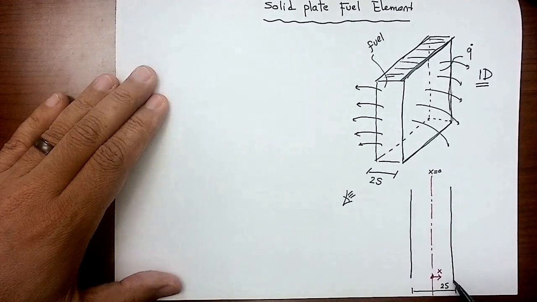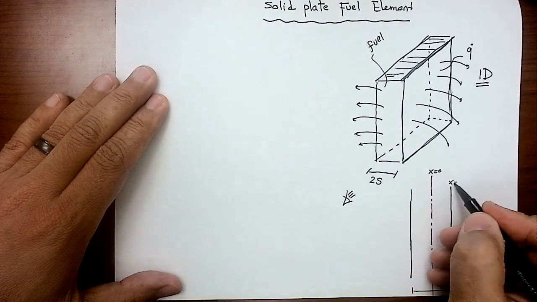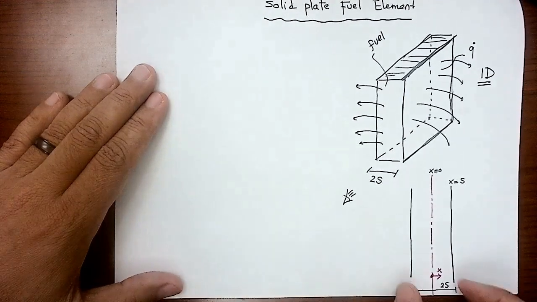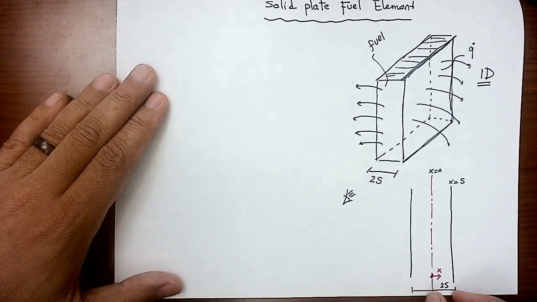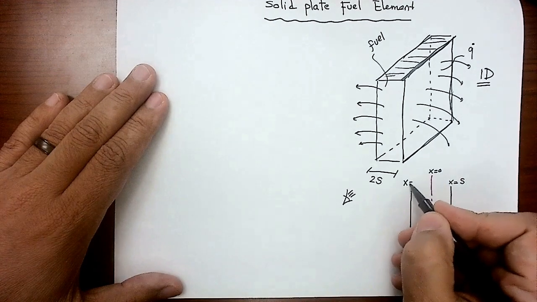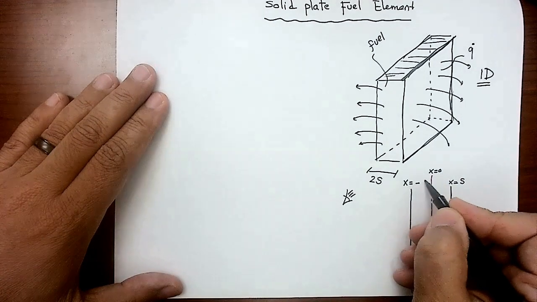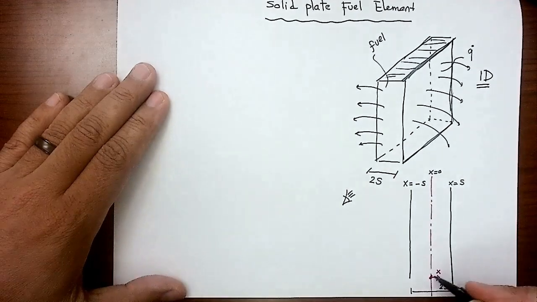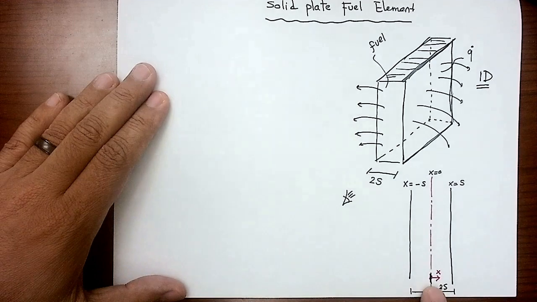For that front face here, the coordinate x is equal to s, right? Because the total thickness is 2s. Now this is half of the thickness. What about the other face? It's x equal to minus s. Remember, this is a coordinate system. There is positive and negative, and the 0 starts from here. So anything measured in that direction is positive. Anything measured in that direction is negative.